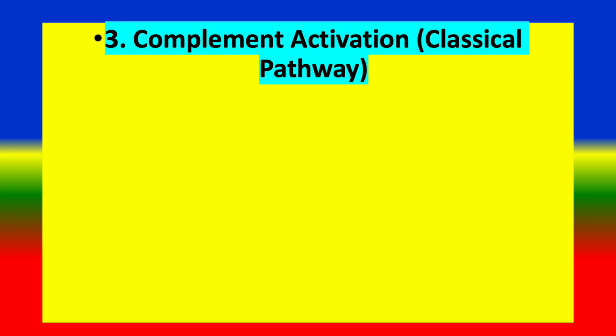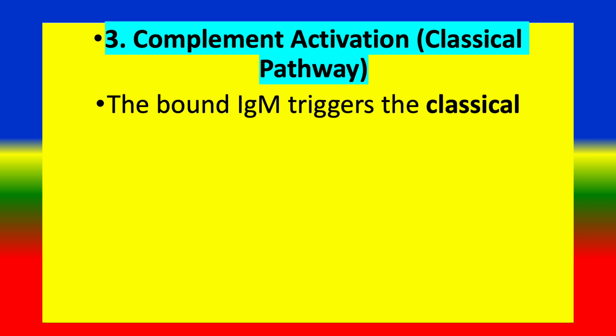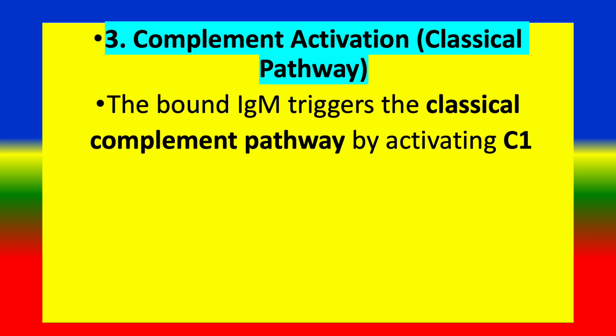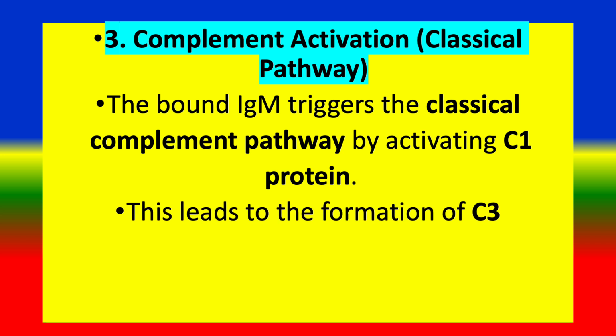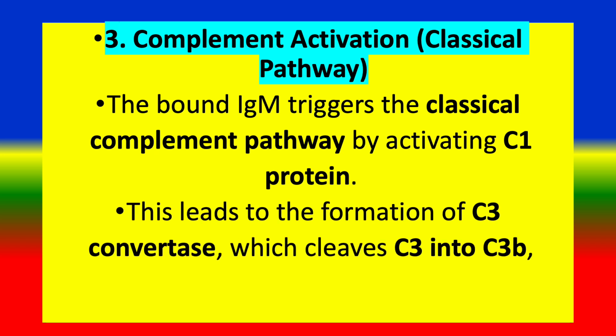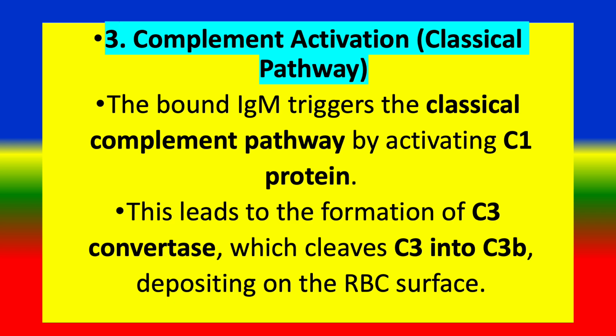3. Complement activation, classical pathway. The bound IgM triggers the classical complement pathway by activating C1 protein. This leads to the formation of C3 convertase, which cleaves C3 into C3b, depositing on the RBC surface.